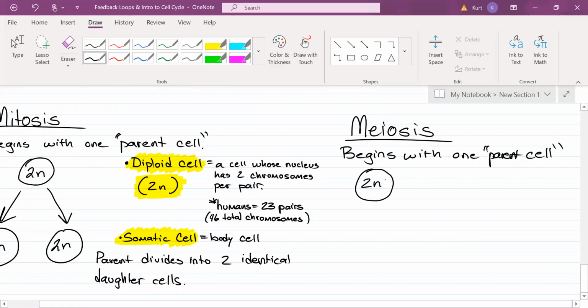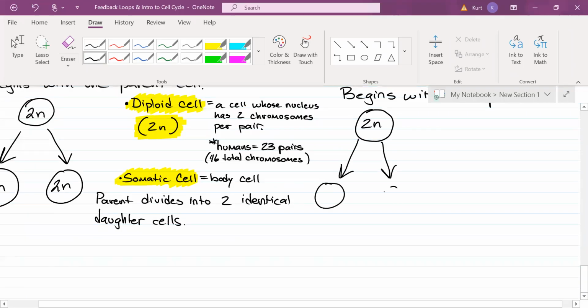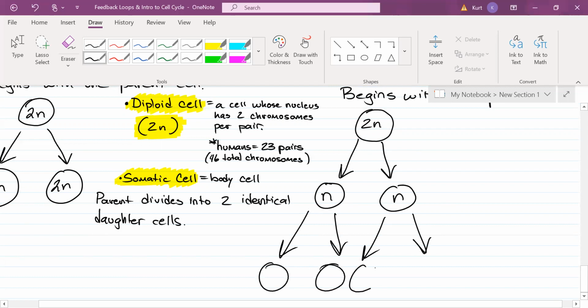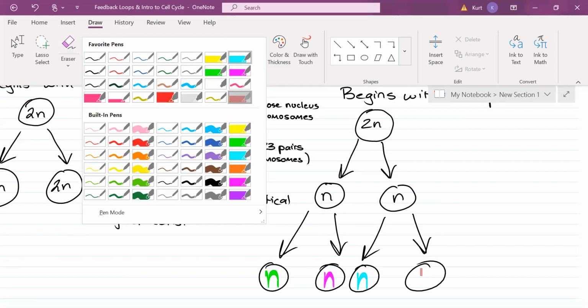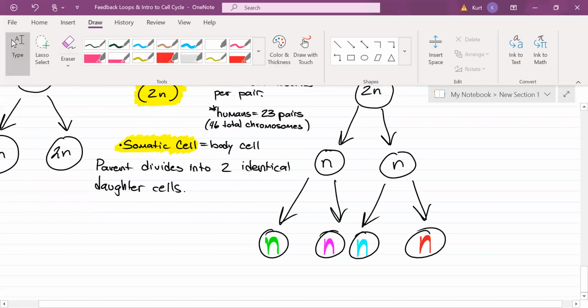Two N means diploid. But it is going to go through 2 rounds of division, and you're going to make 4 daughter cells. And those 4 daughter cells, those are all lowercase n's. I'll tell you what that means in a moment.